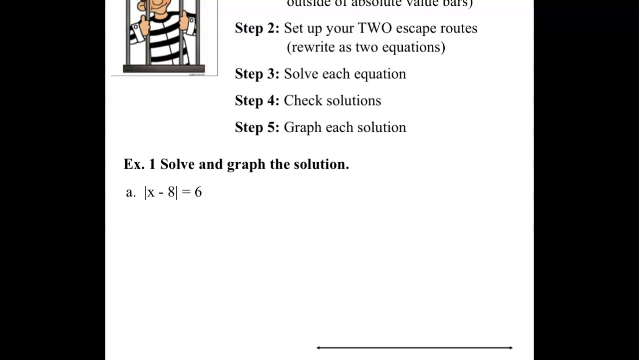X minus 8 is inside these absolute value bars. That means x minus 8, if we take its absolute value and we're supposed to get 6, x minus 8 could represent a 6, right? The absolute value of 6 is 6. But x minus 8 could also represent what? Negative 6. Because in either case, if this represents 6 or negative 6, the bars are going to turn it into 6.